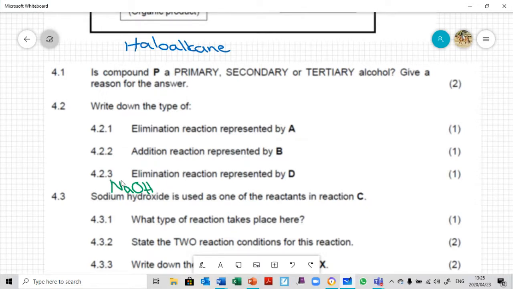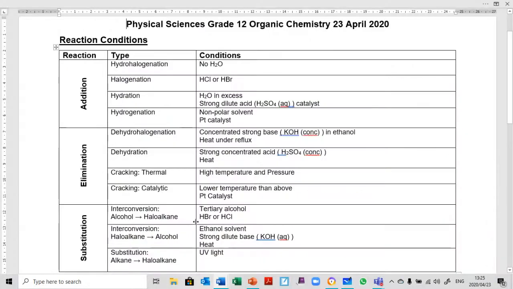And they tell us that it is an elimination reaction. If I take you back to my little table, elimination, we have dehydrohalogenation, we have dehydration, and then we have the thermal cracking. Okay, so because it's a reversible reaction, thermal cracking isn't, it's either going to have to be dehydrohalogenation or it is going to have to be dehydration.